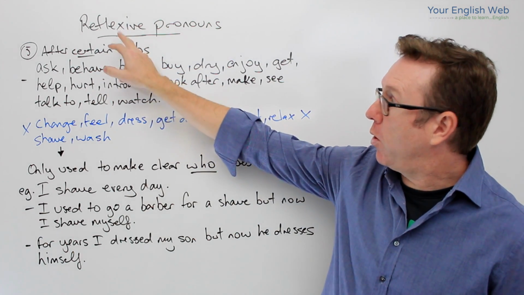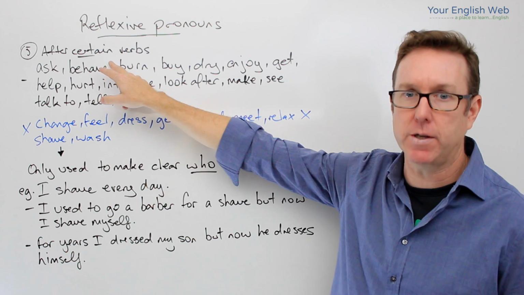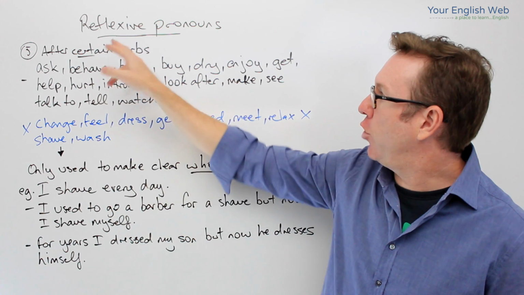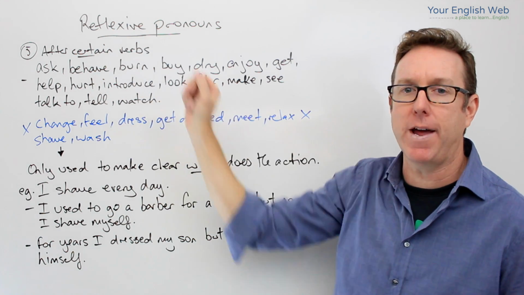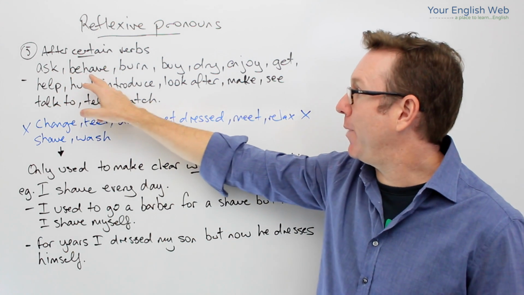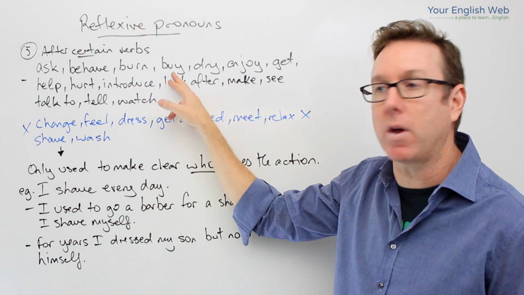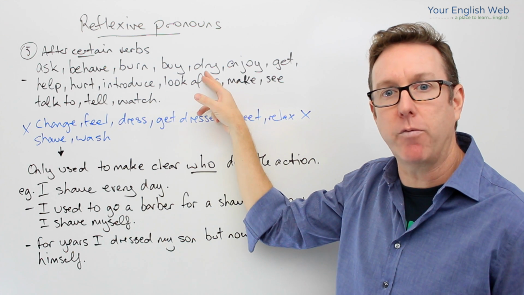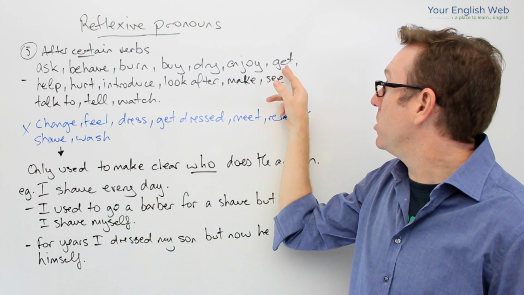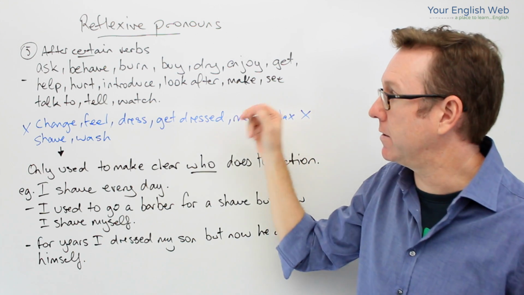Now, we also use reflexive pronouns after certain verbs. Certain verbs. So all of these verbs that we have here are normally used with reflexive pronouns. So, for example, we would say, ask yourself, behave yourself, he burnt himself, he bought himself a new car, he dried himself with a towel, she enjoyed herself at the party, she got herself lost, or she got herself a present.